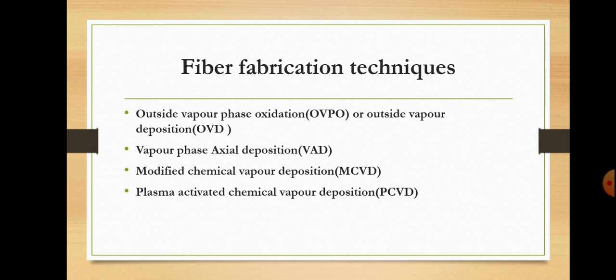There are three other methods of fiber fabrication: vapor phase axial deposition, which is also called VAD; next is modified chemical vapor deposition, MCVD; and plasma activated chemical vapor deposition, or PCVD. In this class we will discuss these three methods. In the previous case we discussed that in outside vapor phase oxidation, the silica particles are deposited outside the glass tube.